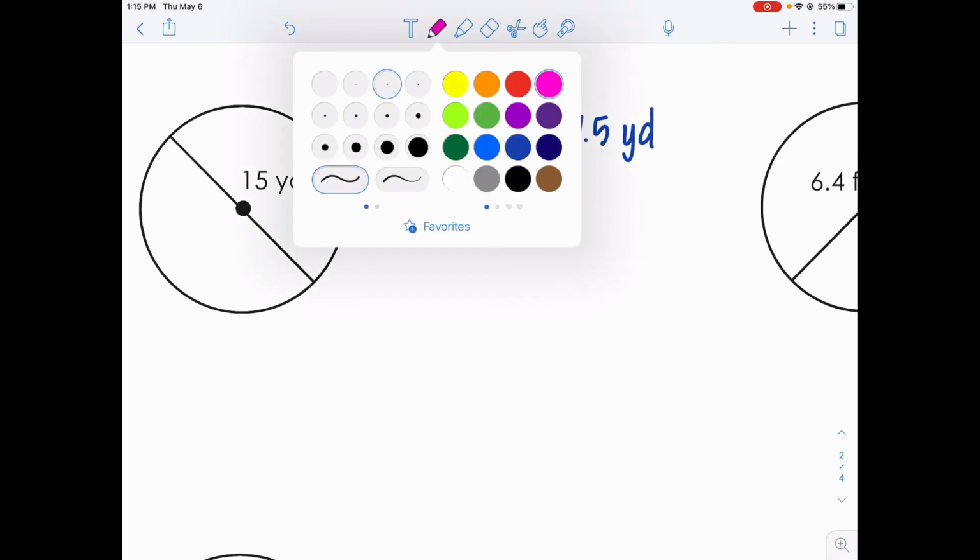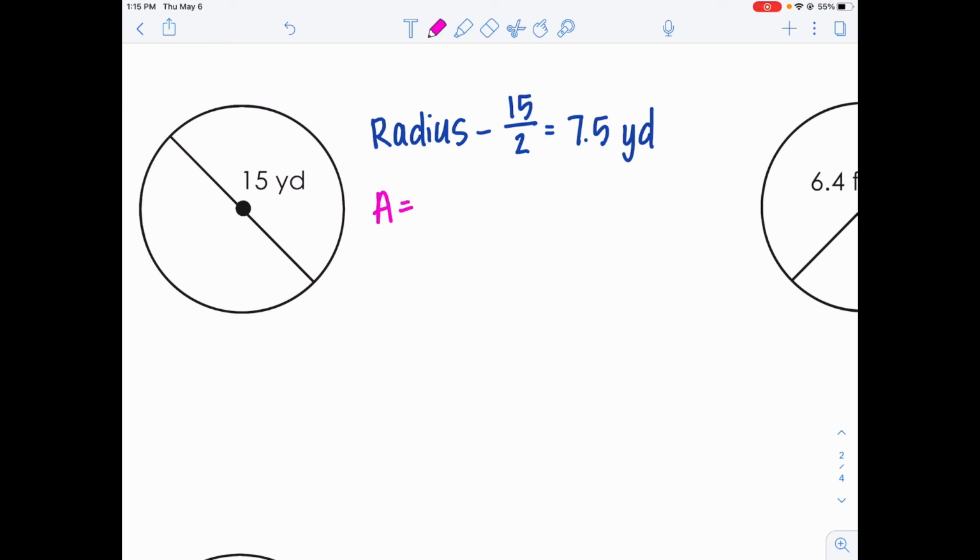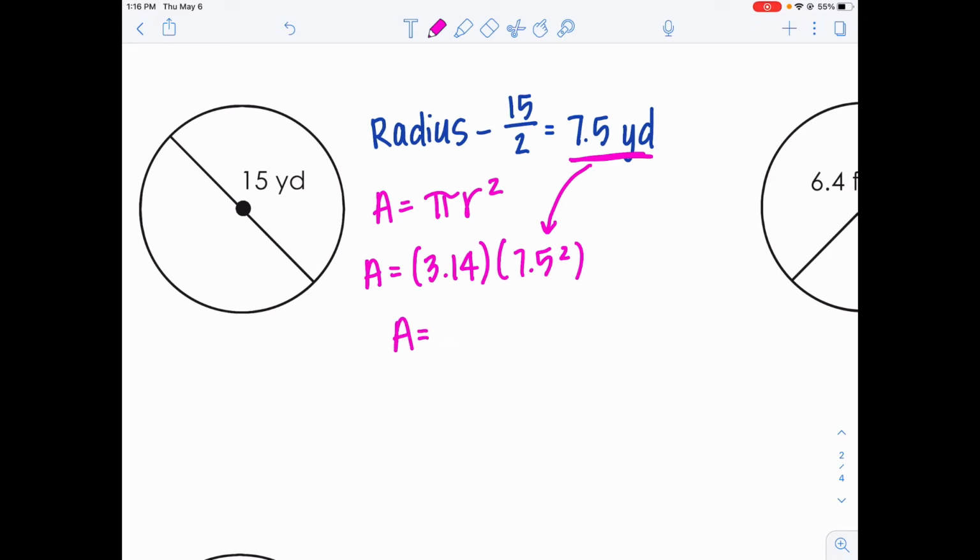Now that I have the radius, I can go ahead and calculate the area. Area is pi times the radius squared. Plugging in everything we know, for pi, 3.14. For the radius, we're going to use 7.5, and we're going to square that. Remember, we used the number we calculated as the radius. Plugging all of that into my calculator, 3.14 times 7.5 squared, I get that the area of my circle is 176.625, and it needs a label, yards squared.